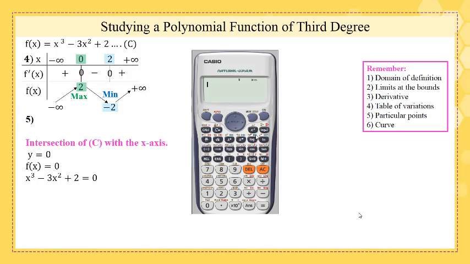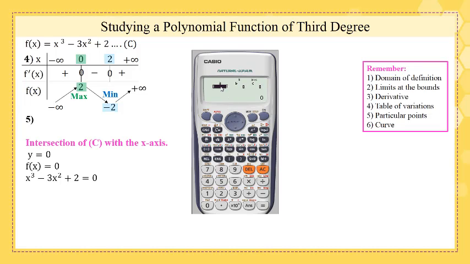First, press the mode button. As you know, we want to solve an equation. Press number 5. As we said, we want to solve an equation of degree 3. Press number 4. Here are the coefficients of this polynomial. A is the coefficient of x cubed, b is the coefficient of x squared, c is the coefficient of x, and d is the constant term. Let us write their values.